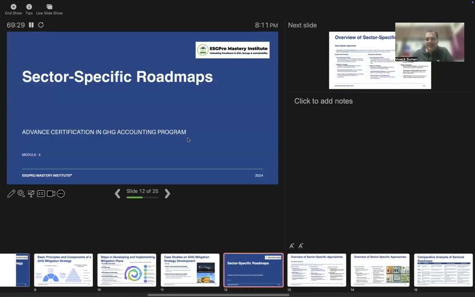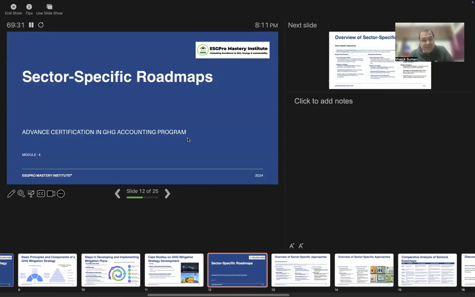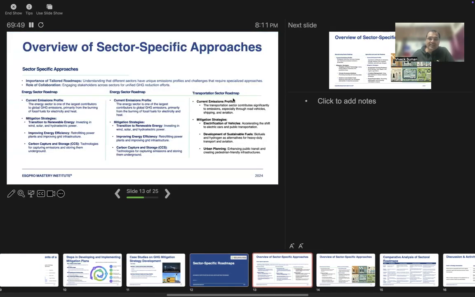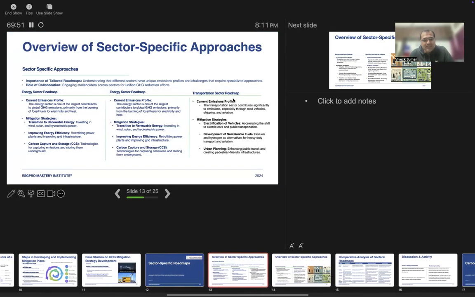Please read that. Let's go to the last part, which is a very critical part: the sector-specific roadmap. Each sector has its own constraints which we need to understand, like the cement industry and steel industry. They cannot live without emitting carbon. We learned that long back. So we need to be careful when we talk about sectors. Let's take three or four sectors just as examples.